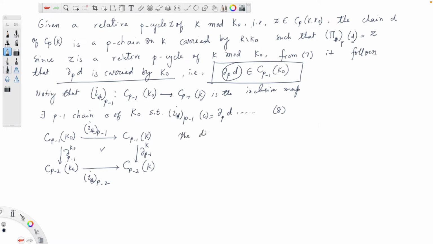The diagram is seen to commute easily, and hence i# at p-2 composed with ∂_{p-1} superscript K0 is equal to ∂_{p-1} superscript K composed with i# at p-1.